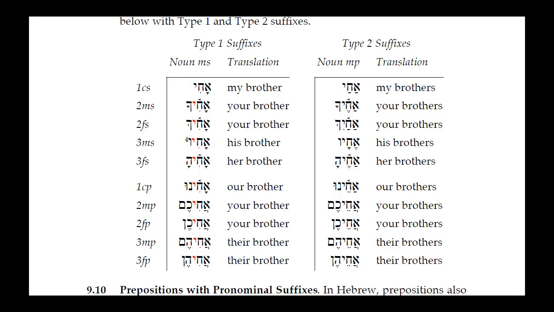Okay, so far we studied the nouns with the type 1 and type 2 suffixes. We've gone through masculine nouns, singular and plural, and we've gone through the feminine nouns, singular and plural, with their pronominal suffixes added to them.